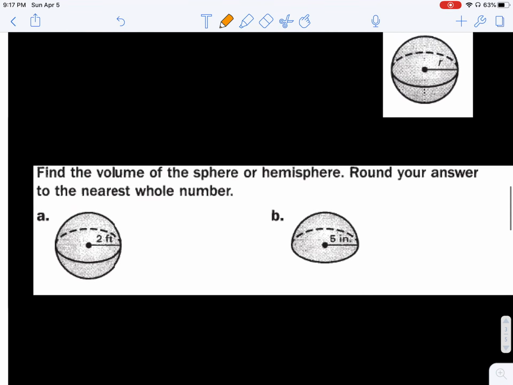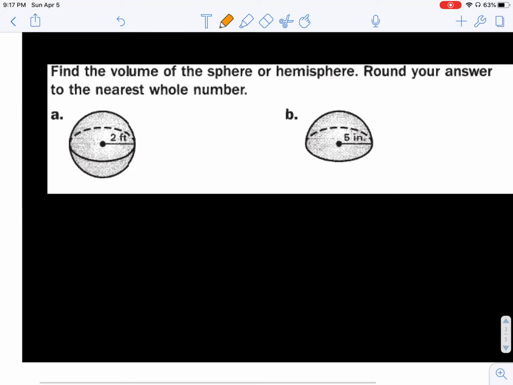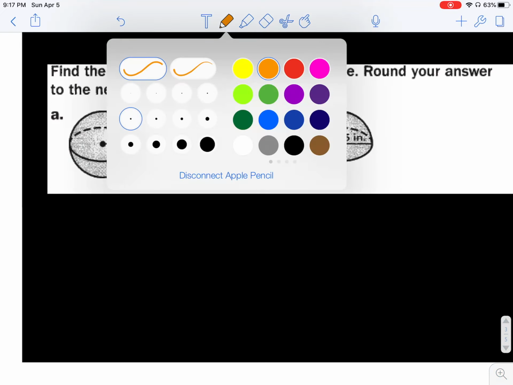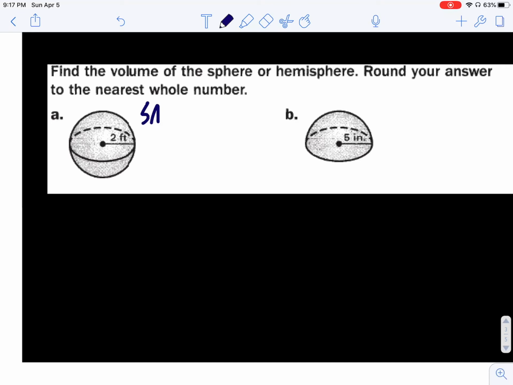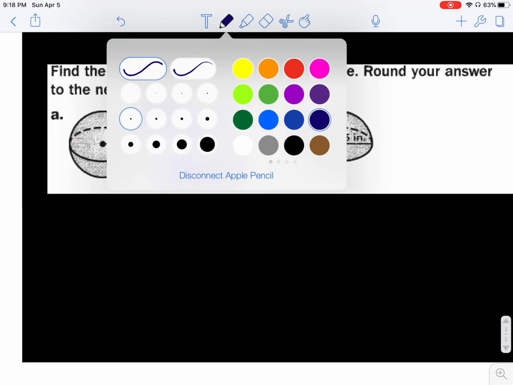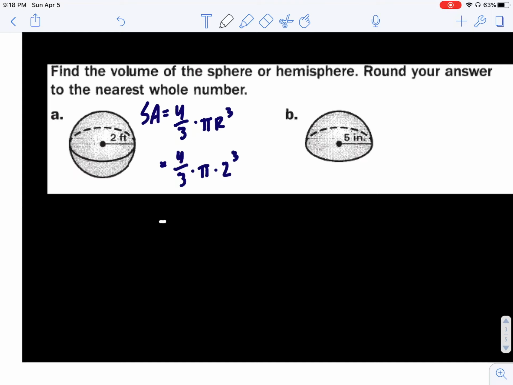Shift over to volume here. Again, volume is a slightly different formula. We're going to have volume is equal to 4/3 times pi times the radius cubed. So in that case, it's going to be, in this problem, 4/3 times pi times 2 cubed. Okay, 2 cubed is 8. So if I finish this off here, I have 4/3 times pi times 8.